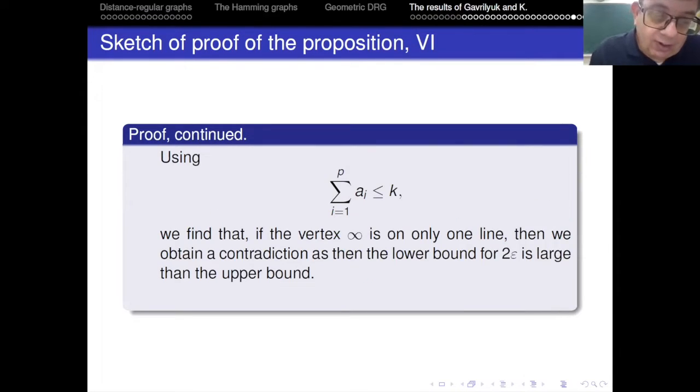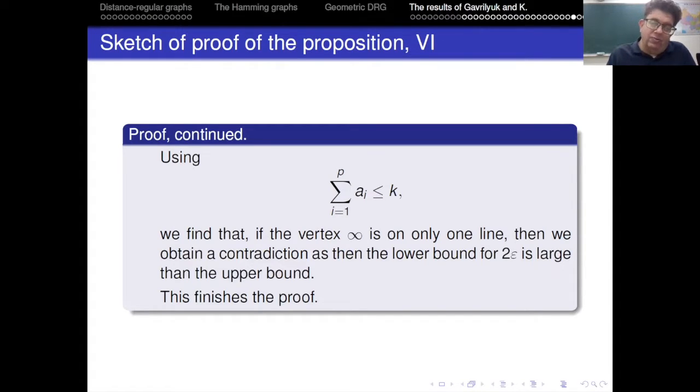Now you use that the A_i sum up to at most K. That's clear because we can only count that is less than the sum of A_i plus B, and B can be greater than or equal to 0. If the vertex infinity is on only one line, we obtain a contradiction, as then the lower bound for 2 epsilon is larger. So now we found that every vertex lies on 2 lines. Every vertex of gamma lies on 2 lines.